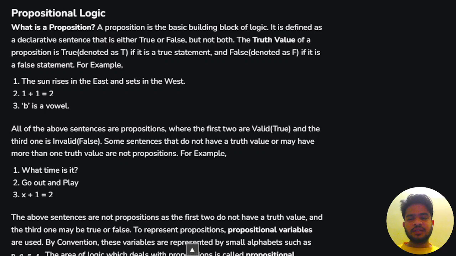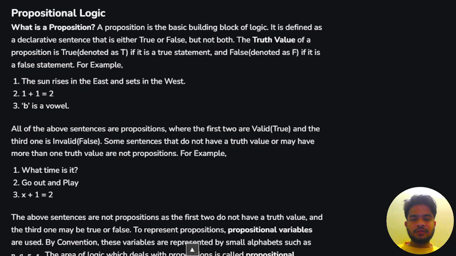For example, the sun rises in the east and sets in the west. 1 plus 1 equals 3. B is a vowel. All of these statements are propositions, where the first two are valid and the third one is invalid. Some sentences that do not have a truth value or may have more than one truth value are not propositions. For example, what time is it? Go out and play. x plus 1 equals 2. The above sentences are not propositions, as the first two do not have a truth value and the third one may be correct or false.